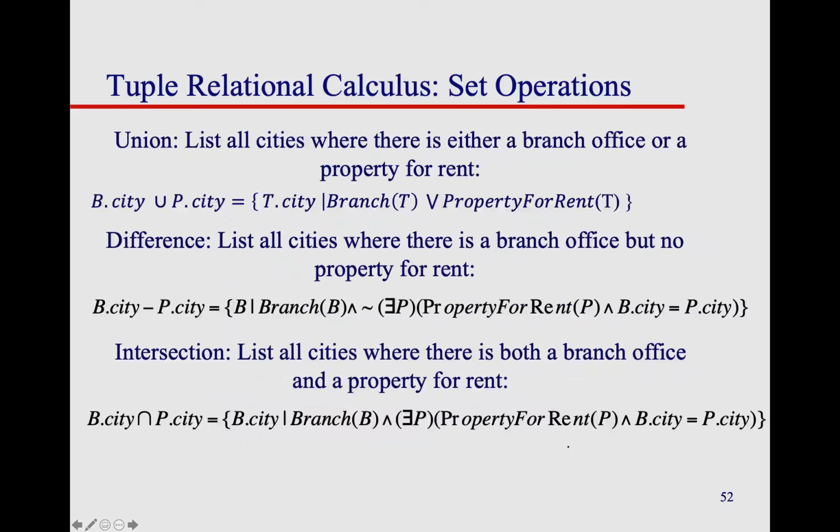Okay, so I have now a whole bunch of examples that hopefully make this a little bit clearer. Let's say you want to do a union, where you get the cities that are either in relation B, the branches, or the properties P. You can say that is the set of cities in T such that T ranges over branch or T ranges over property for rent.